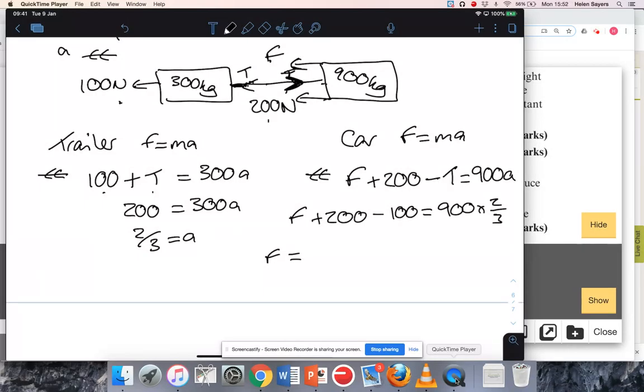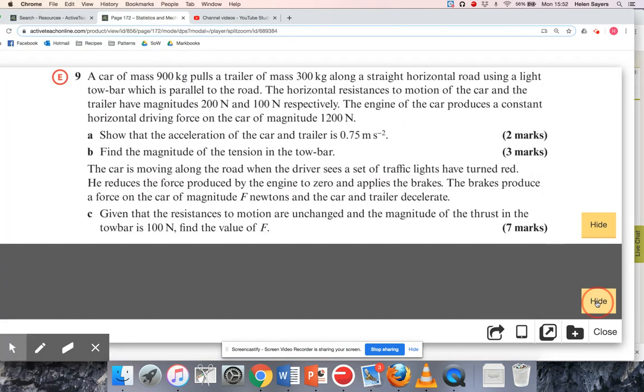So 900 times 2/3 plus 100 minus 200 gives me a braking force of 500 newtons, and I think we saw that answer before. Let's just check it.